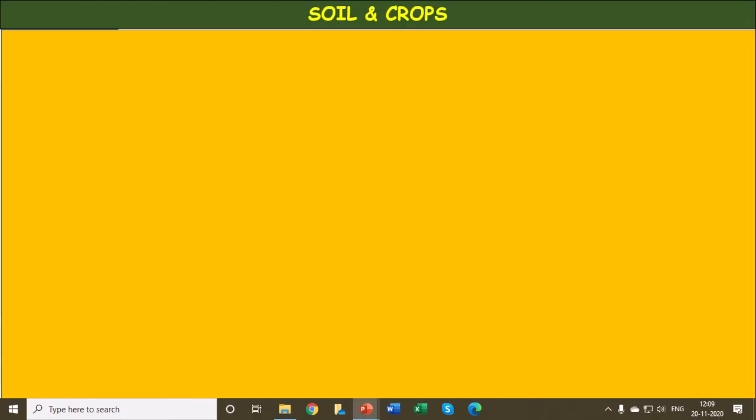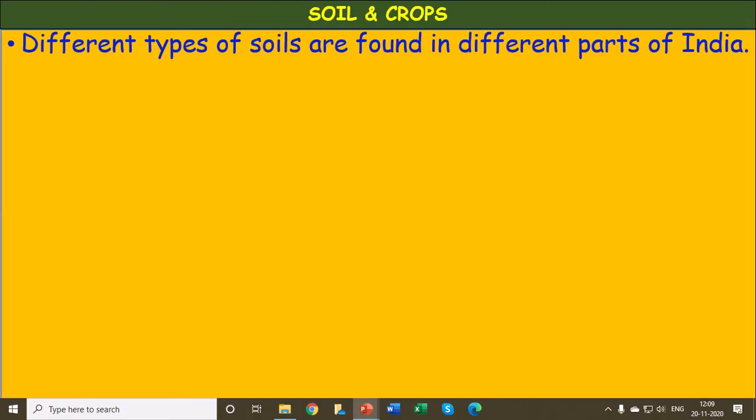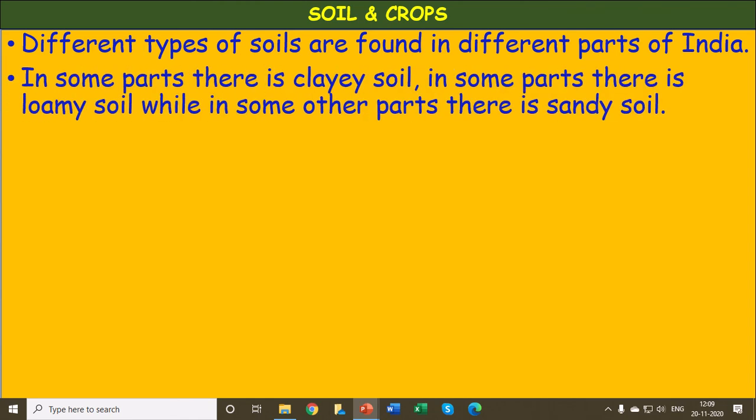Let us proceed. So now after studying this, composition, absorption and percolation are the properties of the soil. Now the part of the lesson which is useful for us is soil and crops. The different types of soils are found in different parts of India. The soils are geographically distributed, isn't it? In some places there is clayey soil, in some parts there is loamy soil, while in some other parts there is sandy soil.